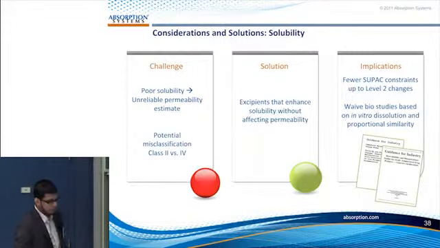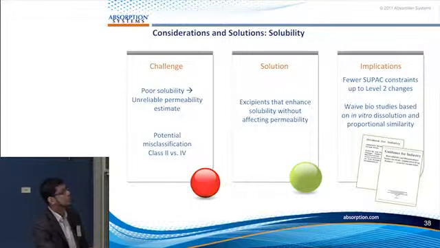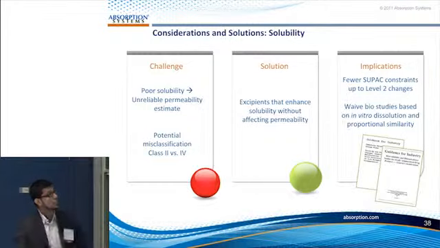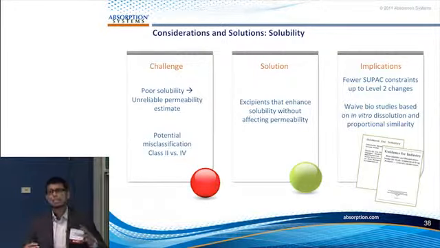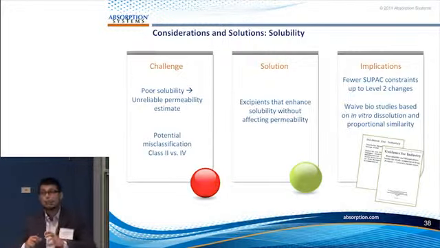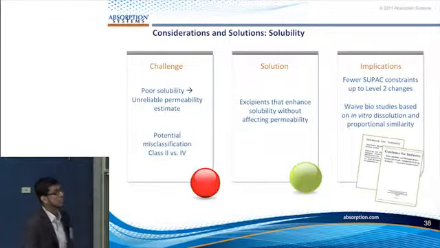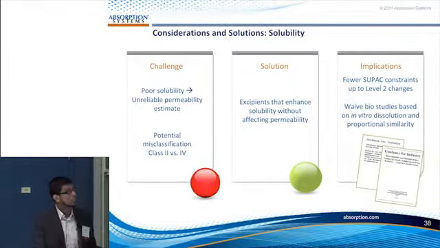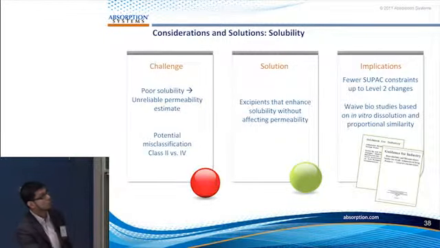Solubility. Again, when you have compounds that have low solubility, there is always the potential for misclassification, class 2 versus class 4. So what can be done about it? Of course, you can start thinking about excipients that can be used. But as discussed before, these excipients have to be carefully selected. You have to make sure that they're validated, they're suitable, and they do not actually impact your permeation characteristics, because that also compounds the risk of misclassification. So the desirable impact here would essentially be if you had the ability to always correctly classify, because a class 2 will have fewer SUPAC constraints up to level 2 changes.